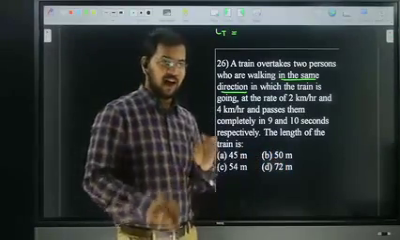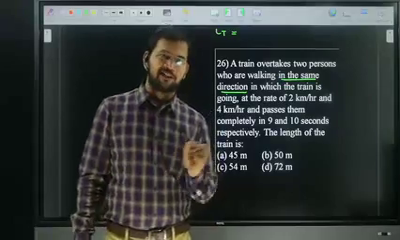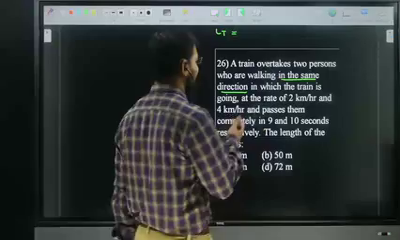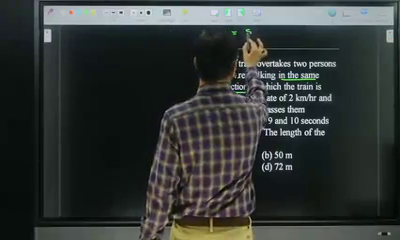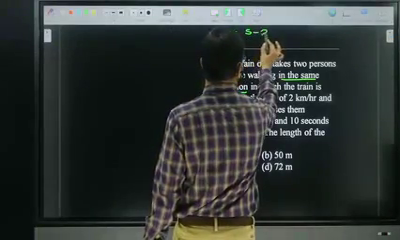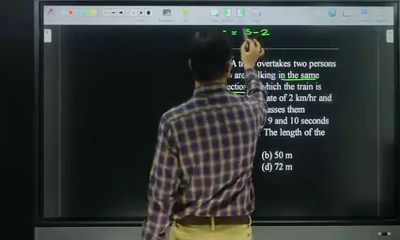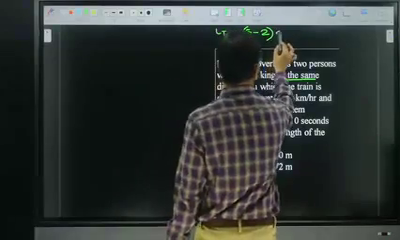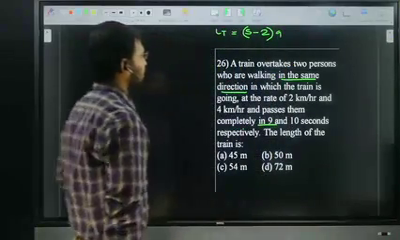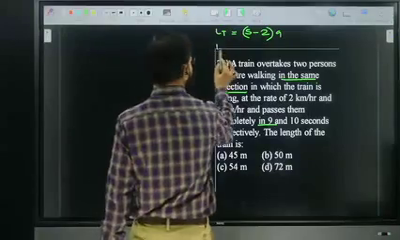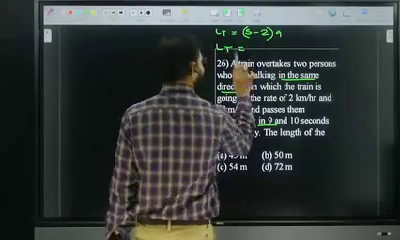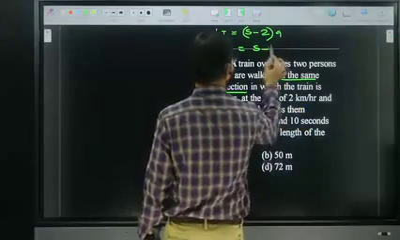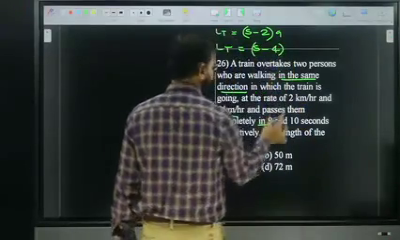Which direction? I already told you. The man and the train are going in the same direction. I don't know the speed of the train, so I assume it as S. S minus man's speed, 2 km per hour, is the relative speed, into time, 9 seconds. This is the first case. In the second case, the length of the train is the same and the train speed is also the same, but the man's speed is 4. So S minus 4 into 10 seconds.